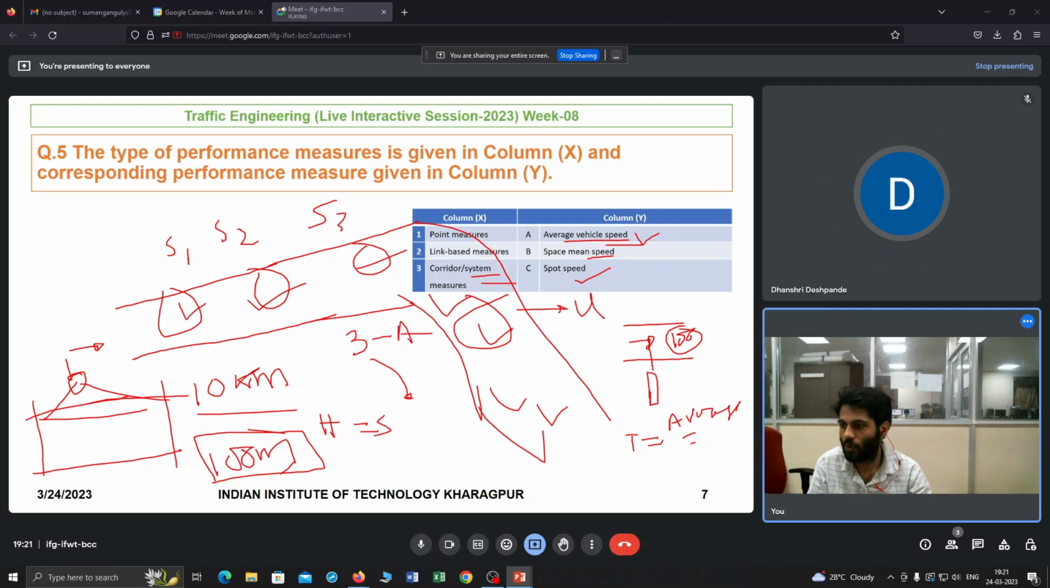Now in case of link based measurement, because it's a small link of 100 meters, 500 meters, we can always use space mean speed, right? So link based is space mean speed, and point based is always spot speed. So this is your correct answer: 3A, 2B and 1 is C.